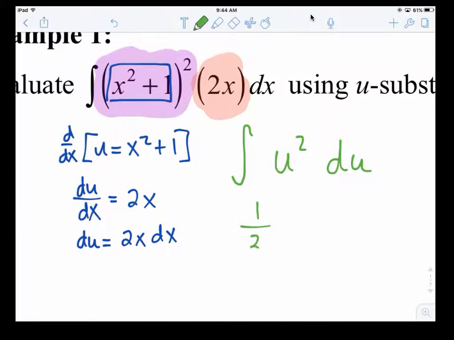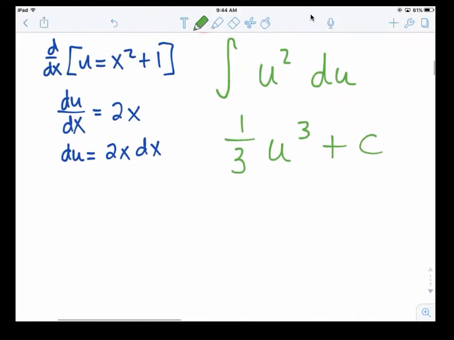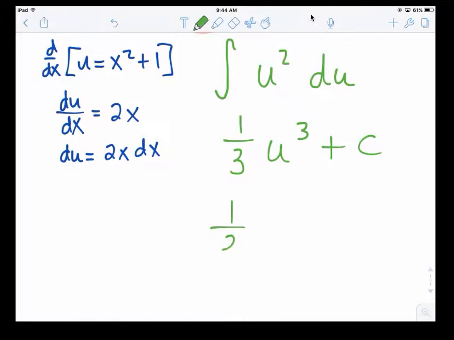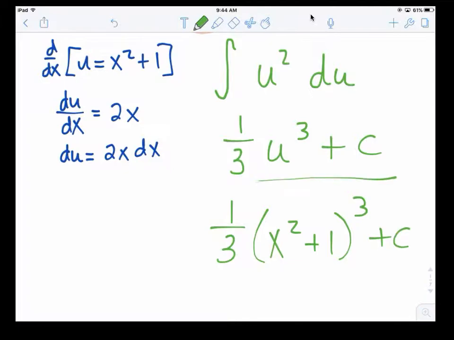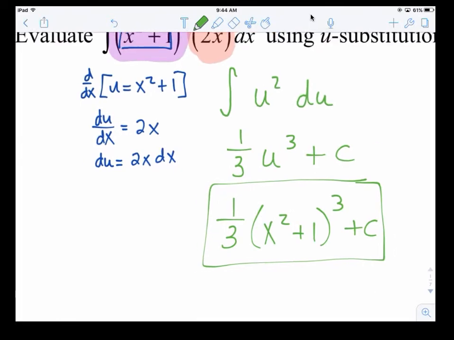1/3 u cubed, right, plus c, right? Now what do we know u is? x squared plus 1. So I have 1/3 (x squared plus 1) cubed plus c. There's your answer. Once you do more and get the hang of it, they're actually pretty quick.